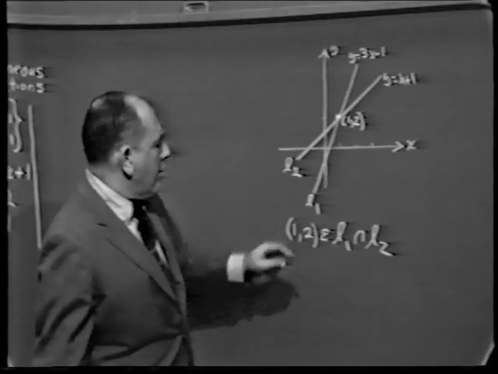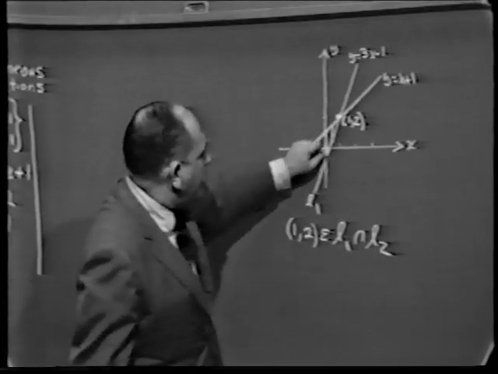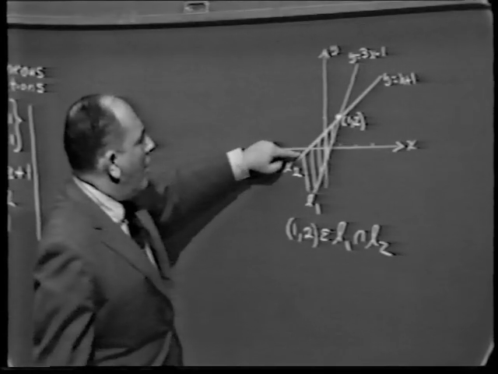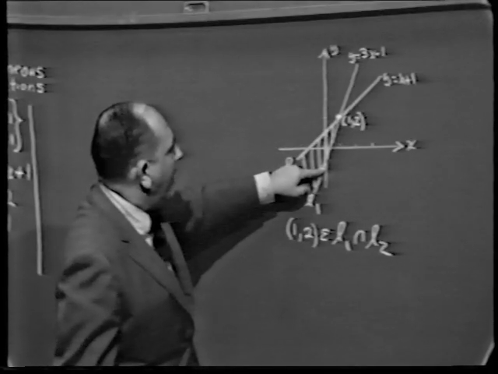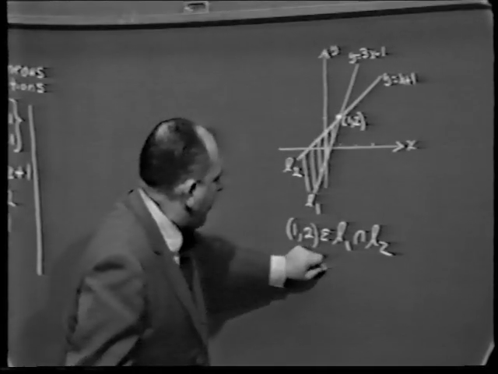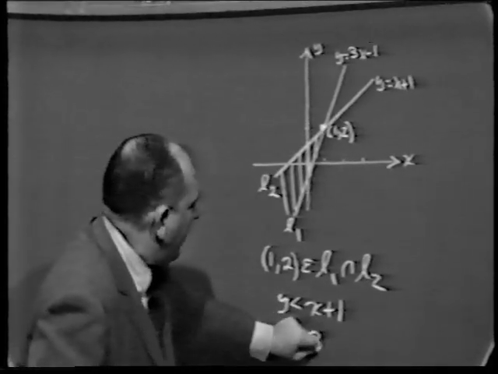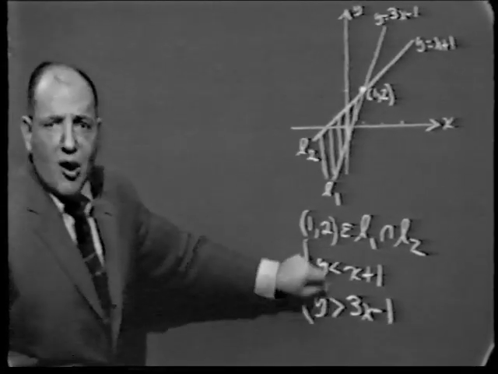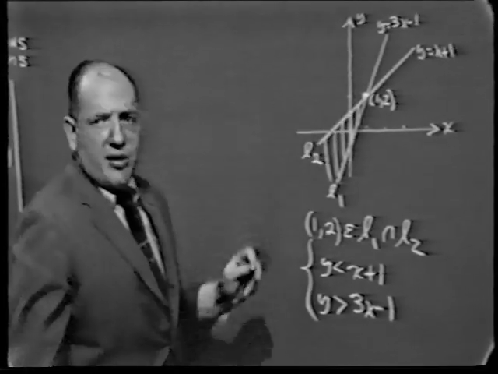In fact, notice also how much mileage I can get out of the geometric picture. For example, this region here has a very nice geometric interpretation. It's a set of what? All points which are below this line and above this line. To be below this line, y must be less than x plus 1. And to be above this line, y must be greater than 3x minus 1. Notice then that a pair of simultaneous inequalities, which may not be that easy to handle, are very easy to handle in terms of regions in the plane.